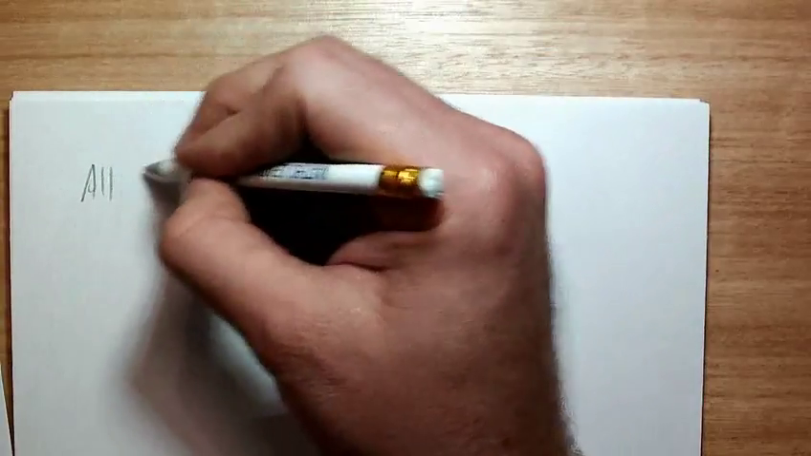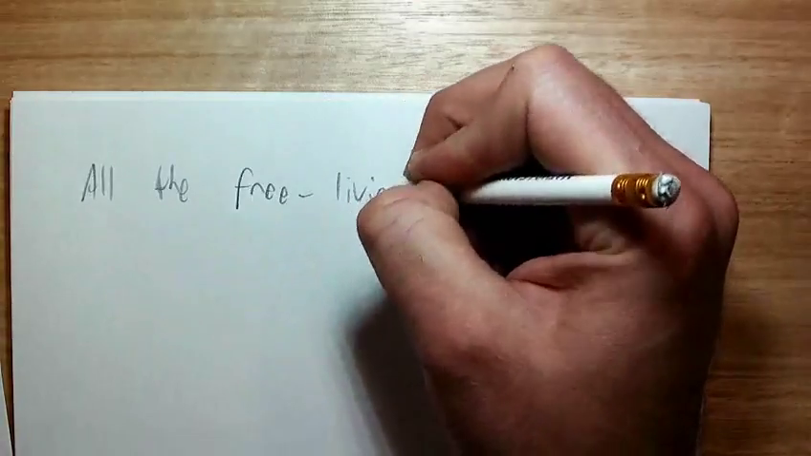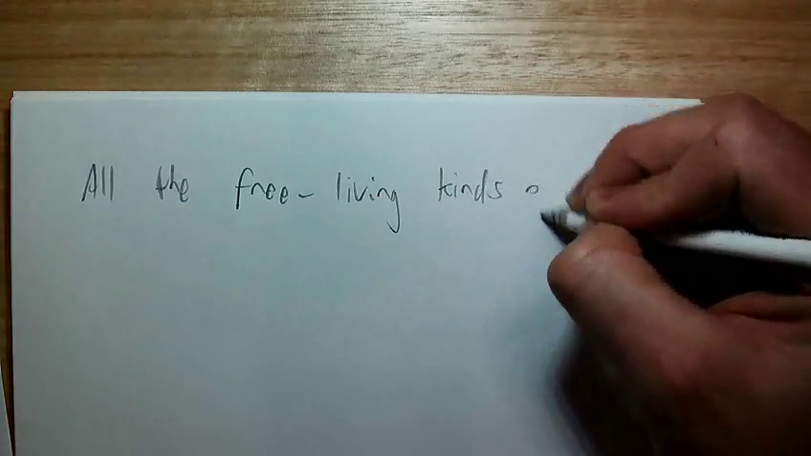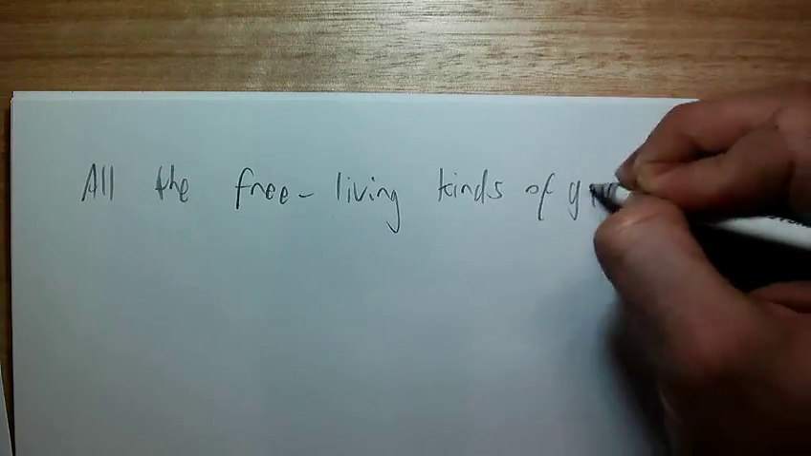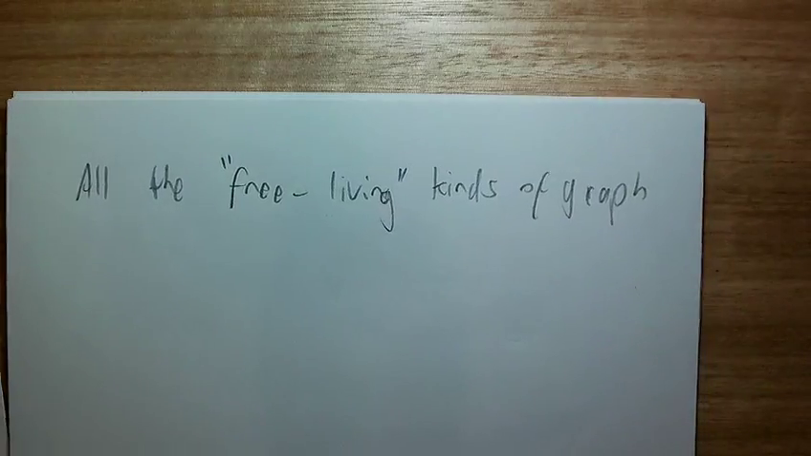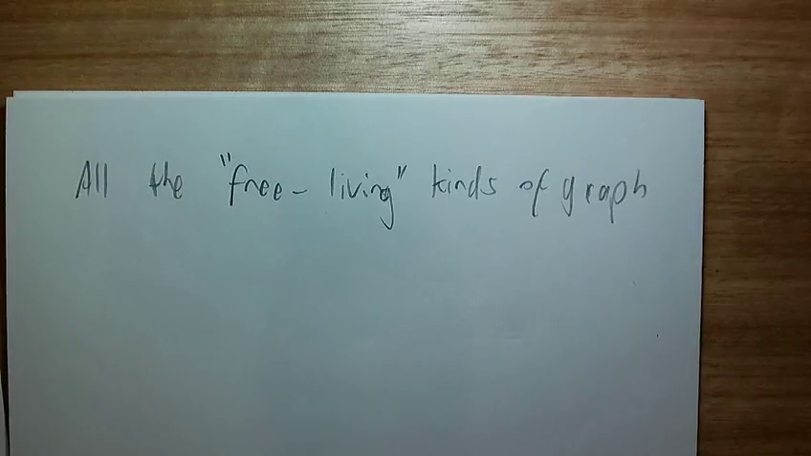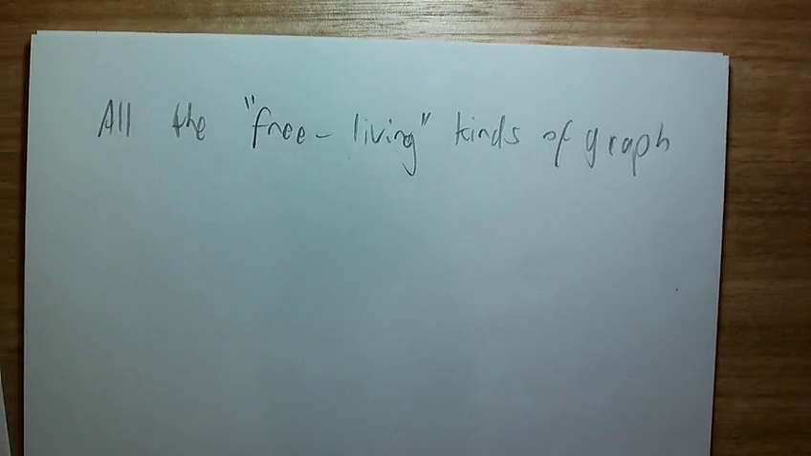So now we are up to one more thing before we leave off our terminology for particular kinds of graph. I'm going to call them free living. It's not a real word, but they live by themselves. Subgraphs don't exist separately from other graphs. They're always inside another graph. So these are all the free-living kinds of graphs that we need to do.